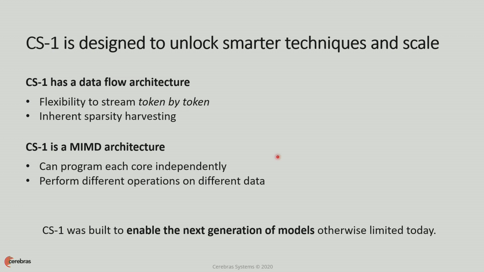The second very important property is that CS1 is essentially a MIMD architecture, so multiple instruction, multiple data. That means that we can program each core independently. Every single processing element can do completely independent work on completely independent data from all of its neighbors. So its extreme flexibility enables us to leverage those conditional computations and those ideas on how to reduce the algorithmic complexity of the models.